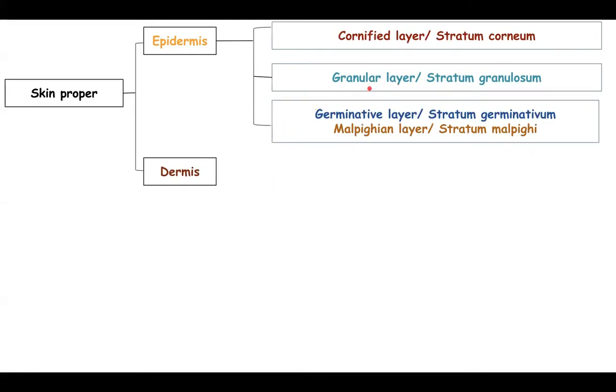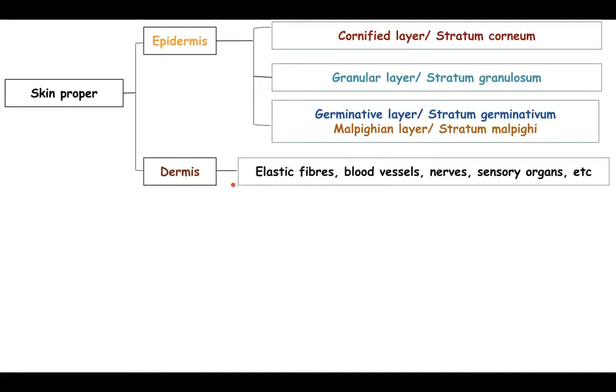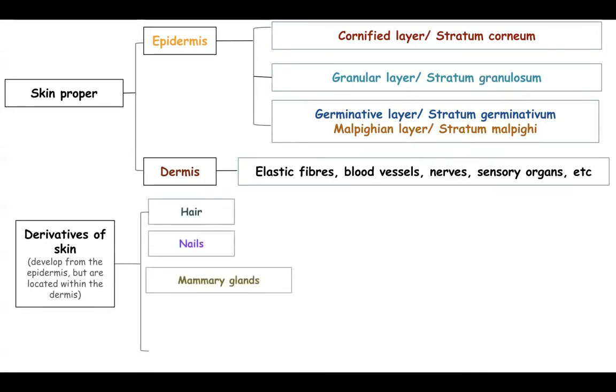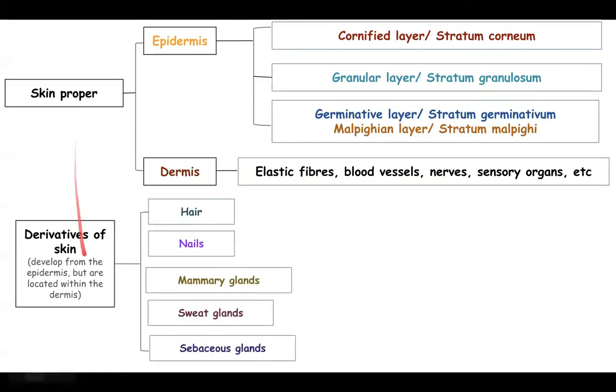Now, all these layers are called stratum because epidermis is basically stratified epithelial tissue. The dermis, on the other hand, has elastic fibers, blood vessels, nerves, sensory organs, etc. The second component of the human skin is the derivatives of skin. They develop from the epidermis but are located within the dermis. The derivatives of skin are hair, nails, mammary glands, sweat glands, and sebaceous glands. Together, both skin proper and the skin derivatives make the integumentary system of humans.